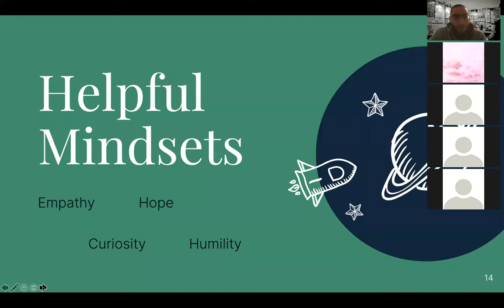Okay, so these are 4 helpful mindsets. So the first one is empathy, the second one is hope, the third one is curiosity, and the fourth one is humility. Whenever you look at mindsets for design, it's always framed a little bit differently depending on the context. But I wanted to ask you, what do you think empathy, hope, curiosity, and humility sound like? Like when someone is talking, what would empathy, hope, curiosity, humility sound like?